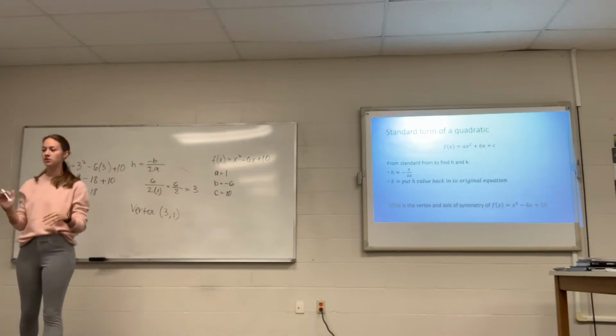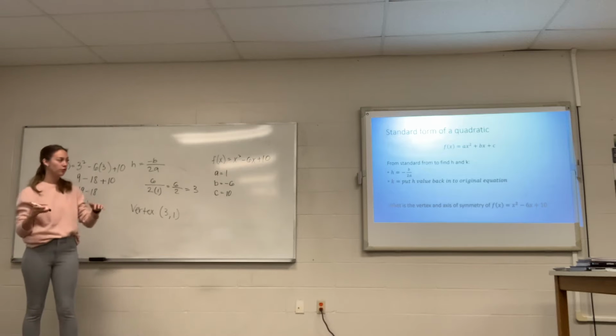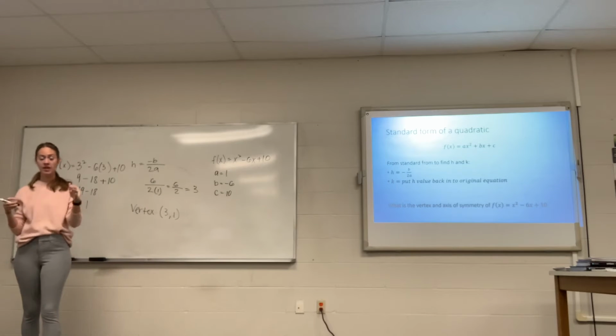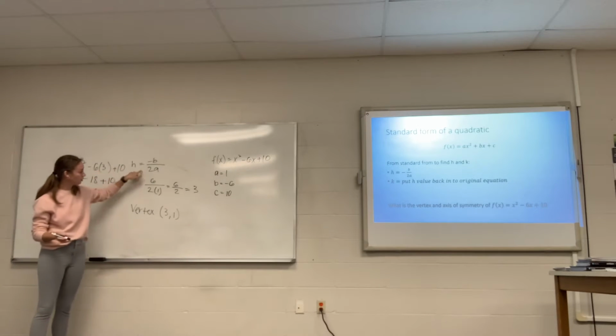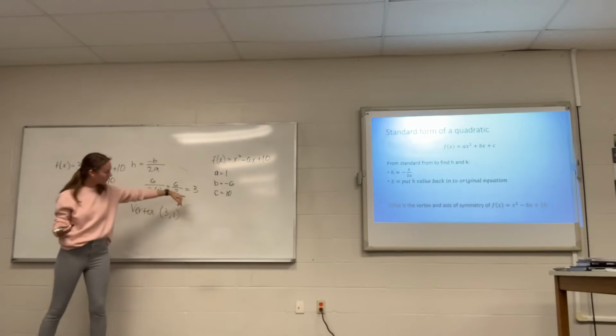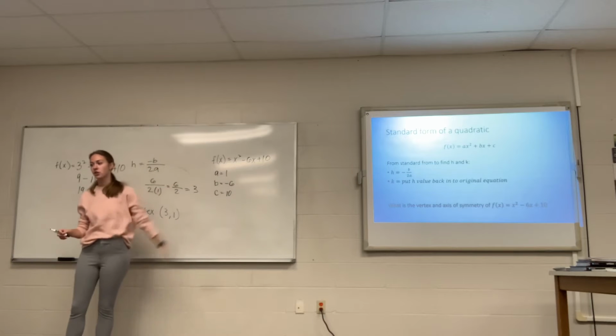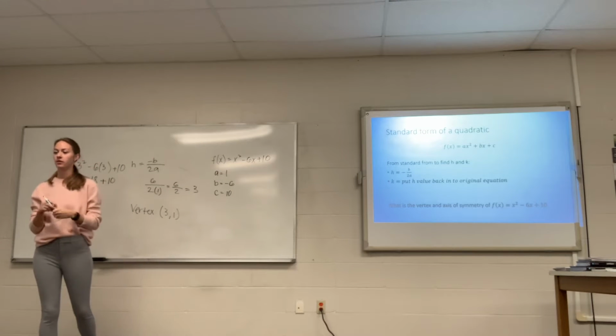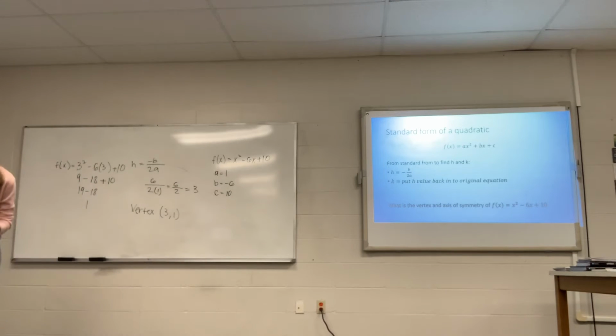So anytime you see an equation in standard form and it asks you to find your vertex, you can use this handy little equation, negative b over 2a. That's going to give you the x coordinate of your vertex. Then just plug it into your equation and you're going to get your y coordinate, okay? Any questions so far? Is that good?